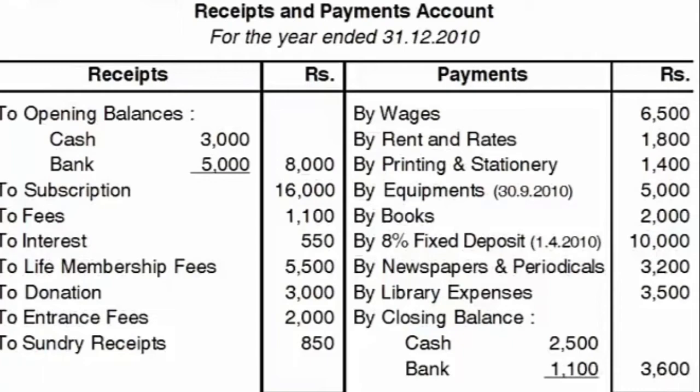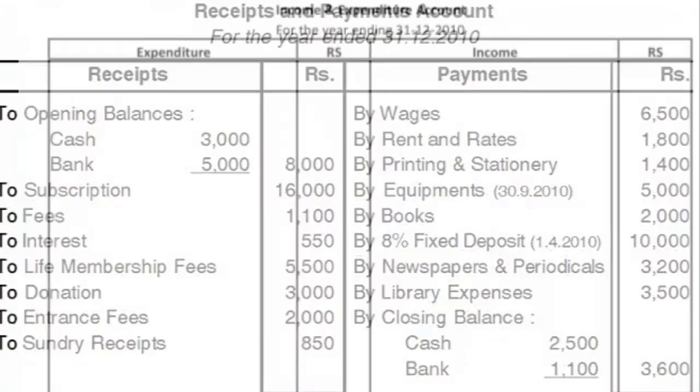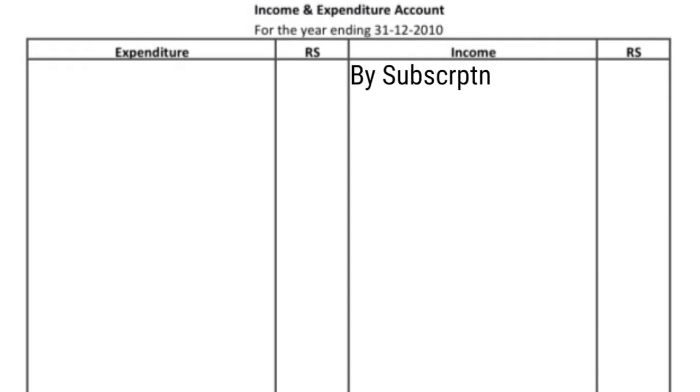First entry, subscription. It's a receipt, so it will enter in income side of income and expenditure account. But here there is a mark. That means some adjustment is there. So the amount I will write in inner column, rupees 16,000. There are 4 adjustments related with the subscription. So I will give some space here because all adjustments we can check together. Okay. The next item is fees. It is a receipt. It will enter here fees rupees 1100.